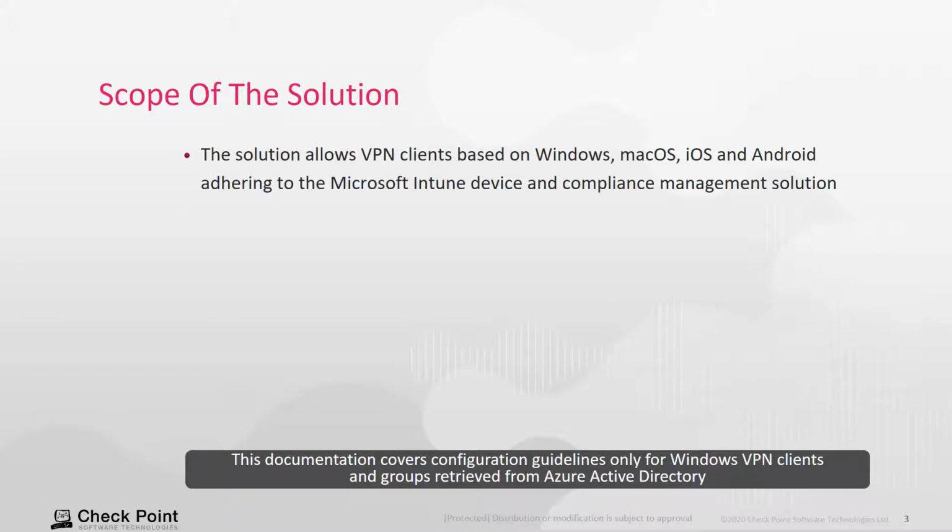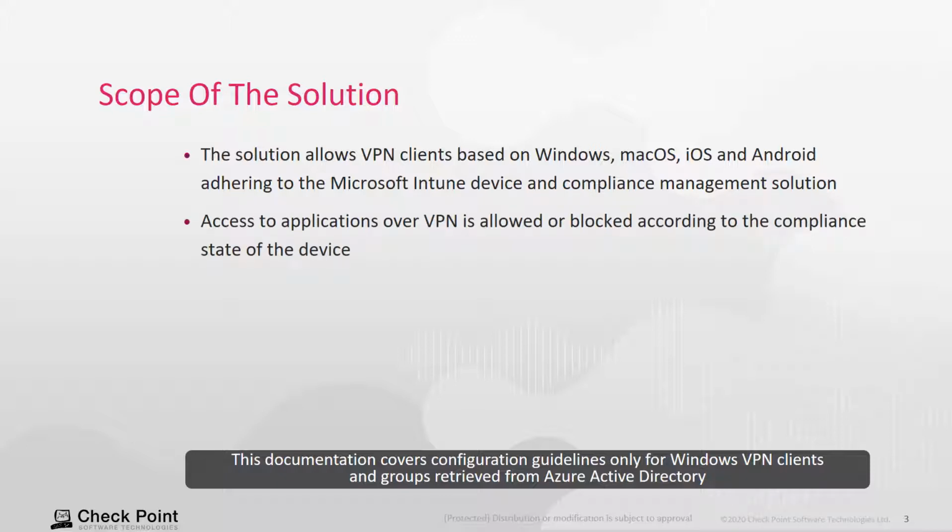The scope of this solution is to allow VPN clients on Windows, macOS, iOS, and Android to adhere to the Intune device and compliance management solution, and that access to applications over VPN is only allowed if the compliance state of the device is as configured in the policy.